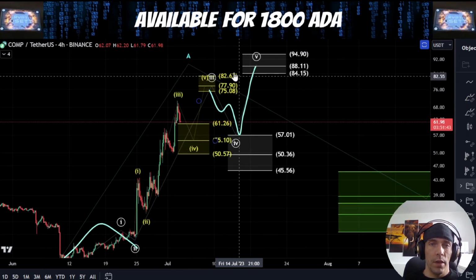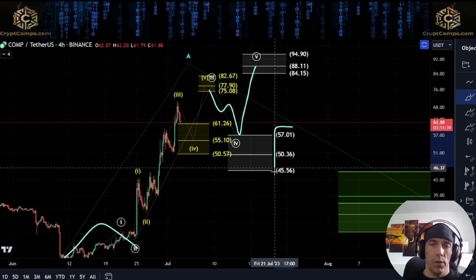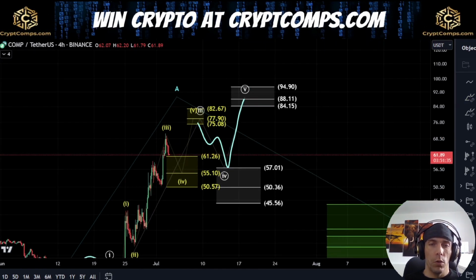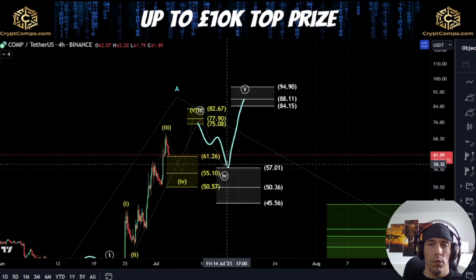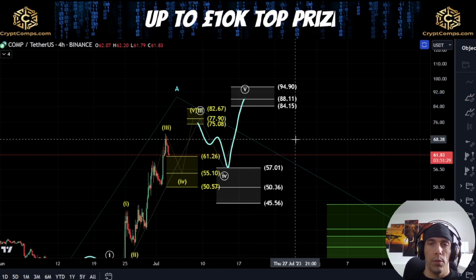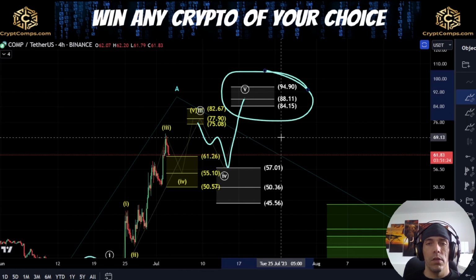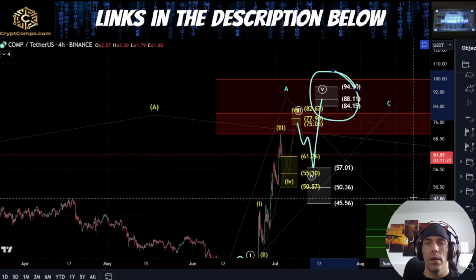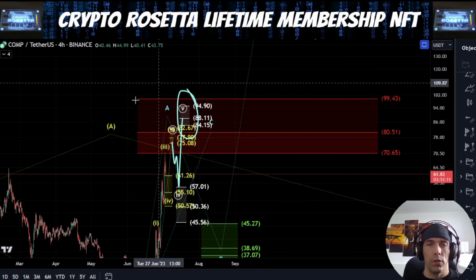Now if we do complete the yellow count here, what we'll be watching as a possible support zone will be this 57.01 to this 45.56. If we do manage to hold support in this zone again in the previous 4th wave areas, what we'd actually be looking for is that additional 5th wave up here, looking to bring us up into this 94.90 to this 84.15 level. Now if I overlay this flat idea, what we can see is that that would actually look to push us up into this region of this target box.